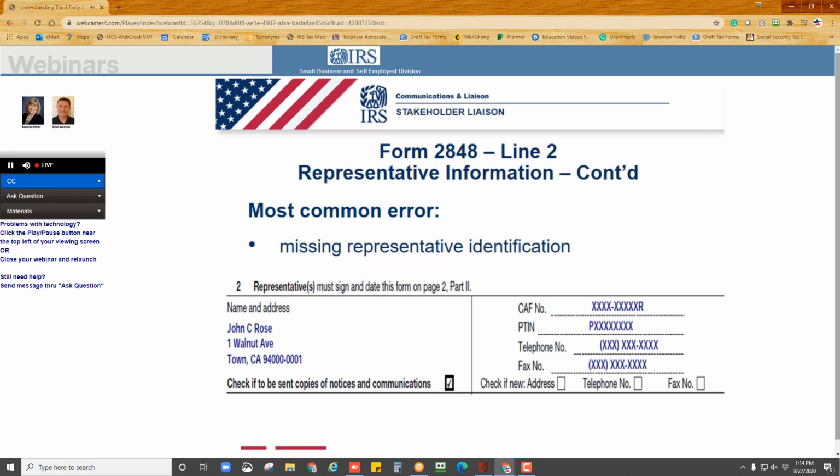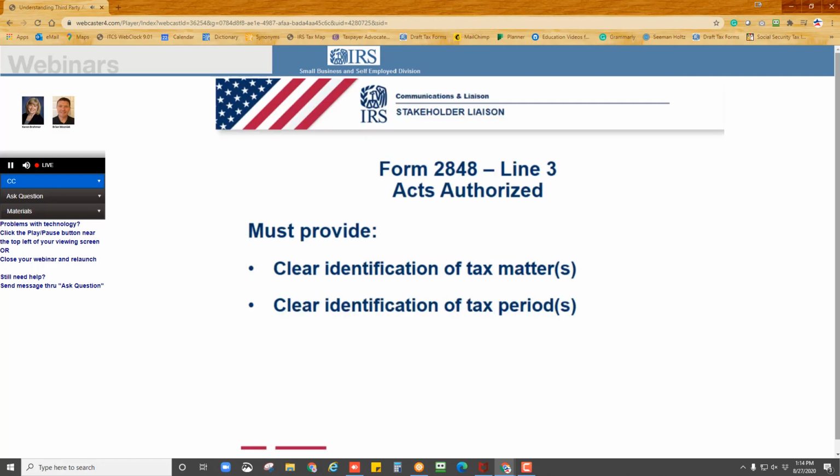Another tip in this section is to use the same name every time. If you have a name like Robert and you go by Bob, so if Robert is your legal name, then you want to use Robert every time. There again, we might end up issuing you another CAF number if you go back and forth on the Form 2848 between using Robert sometimes and using Bob sometimes. So that's all for line 2, and then we'll turn it back over to you, Brian.